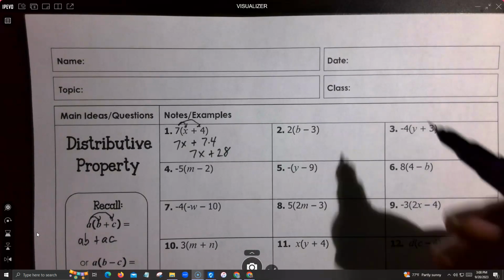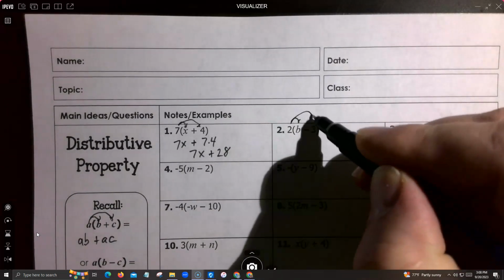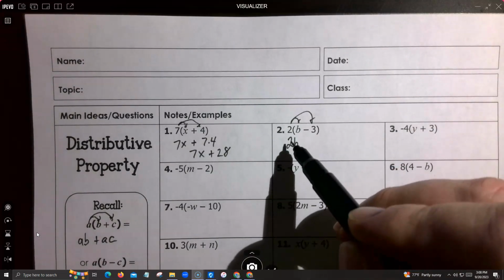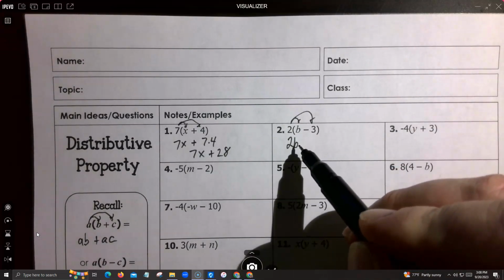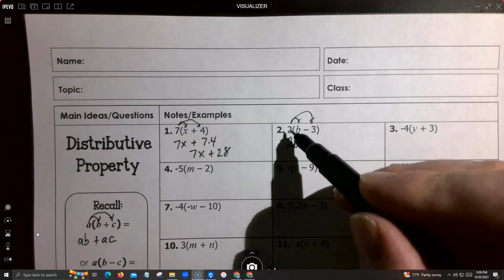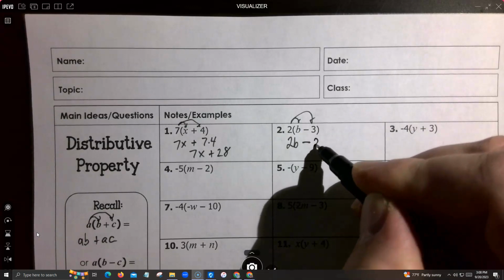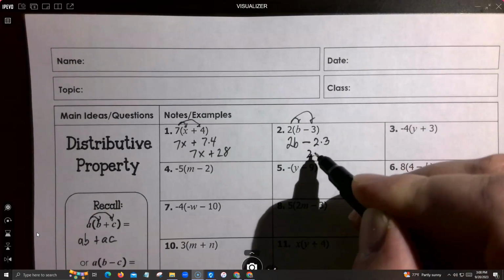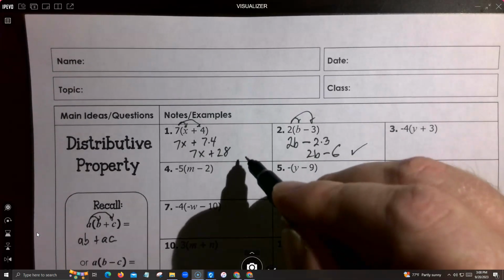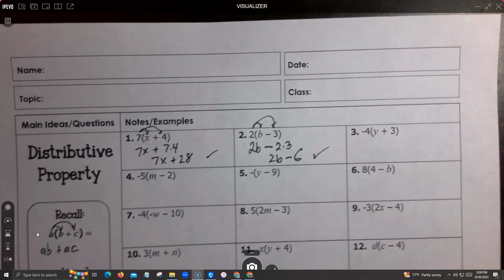Okay, number 2. Take the 2 and distribute it to each one of these. So this would be 2 times b. Remember, when you put a number next to a letter, it's automatically multiplication. Minus, because that's the minus that's there, 2 times 3. So we get 2b minus 6. And that's your answer.